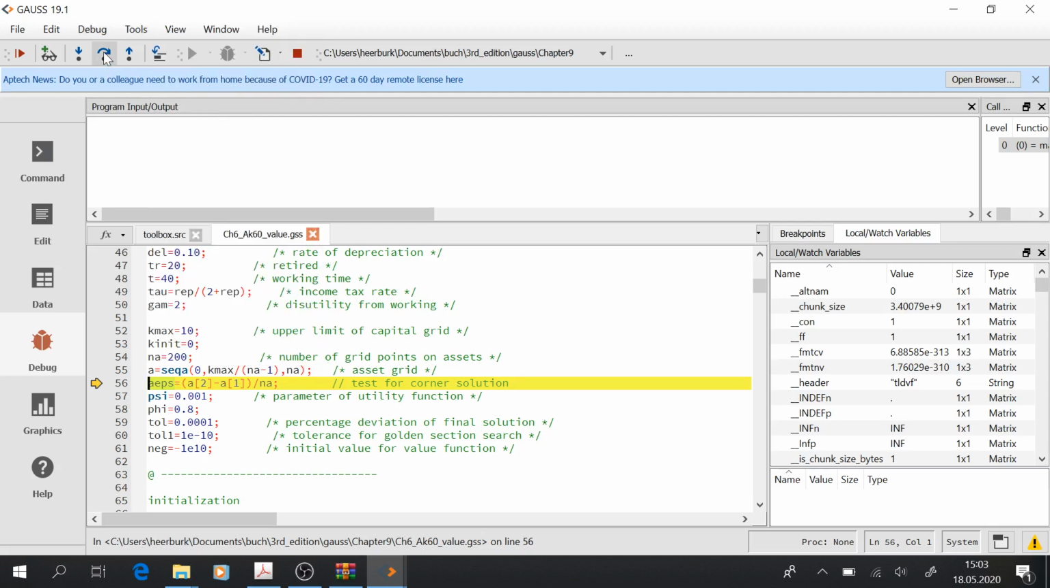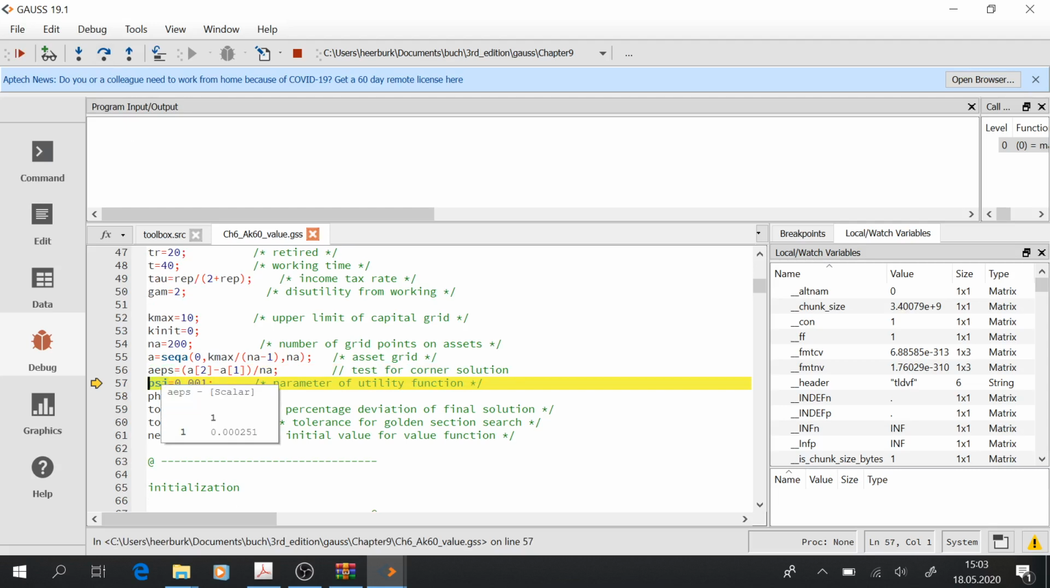We also specify a small constant here, AEPS, which is 1/200 of the first grid point. So this will be important to check for corner solutions. What we will do is we will compare the value at 0, the lower limit of our individual asset space, and the value at 0.000251, this point, and compare these two. And if the value at 0 is lower than the one at this point, AEPS, we conclude, okay, it's a corner solution.